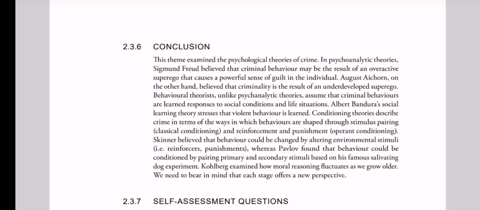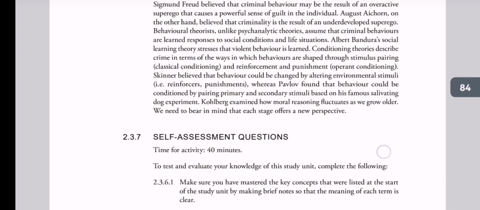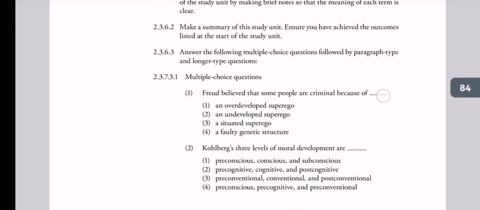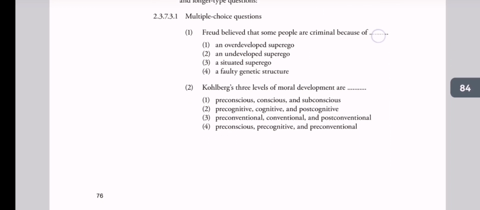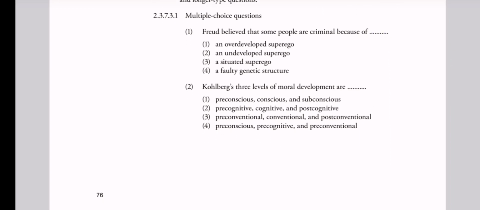Self-assessment, I will do multiple choice questions here. Question 1. Freud believed that some people are criminal because of an overdeveloped superego.